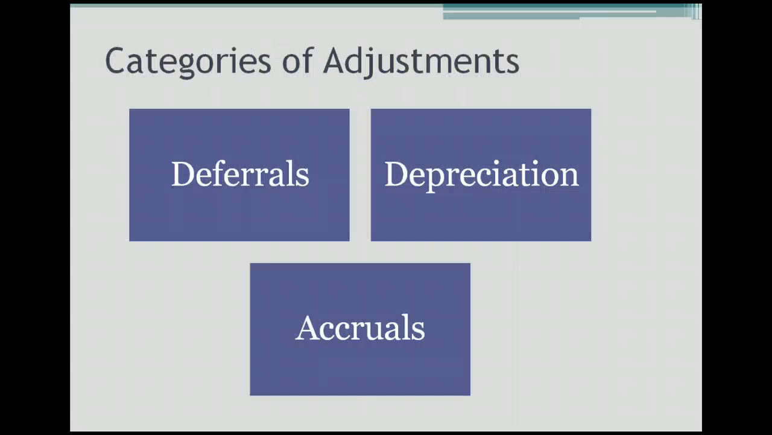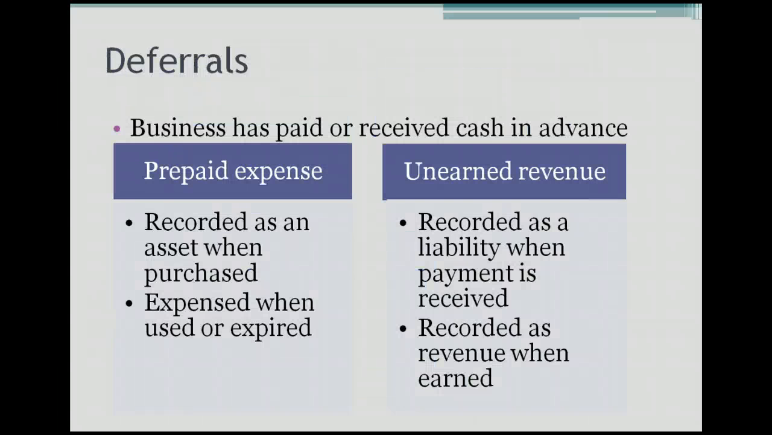These adjustments fall into three types of categories: deferrals, depreciation, and accruals, and we'll take a look at each of them. Deferrals also fall into two categories: prepaid expenses or unearned revenue. Basically, deferrals are where a business has paid or received cash in advance. If the business has paid cash in advance, we call it a prepaid expense. If a business has received cash in advance, we call it an unearned revenue.